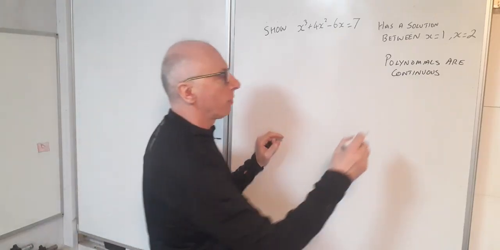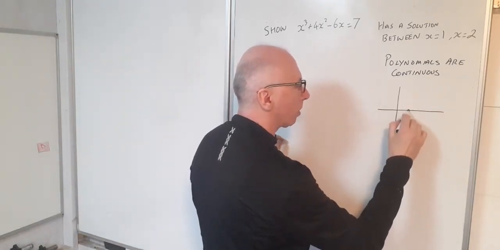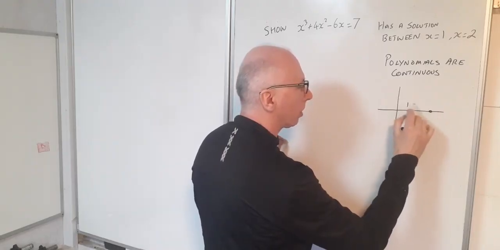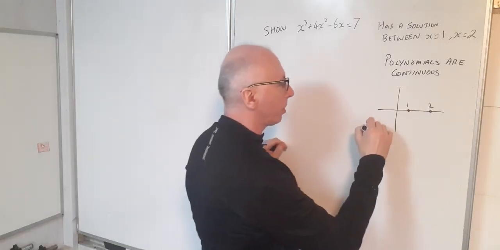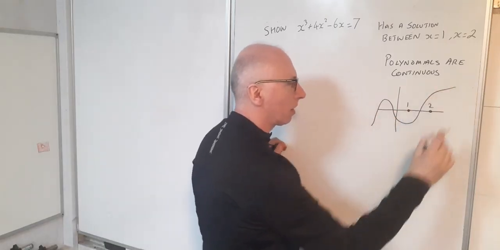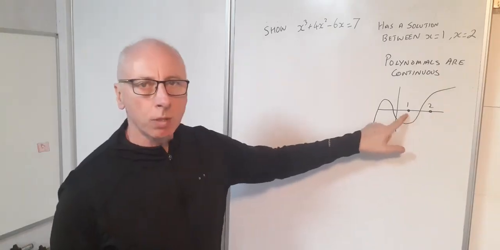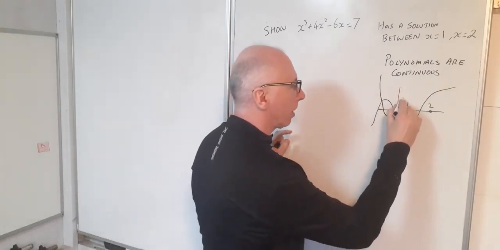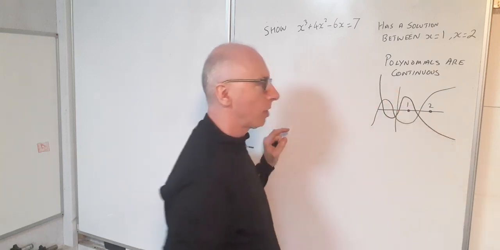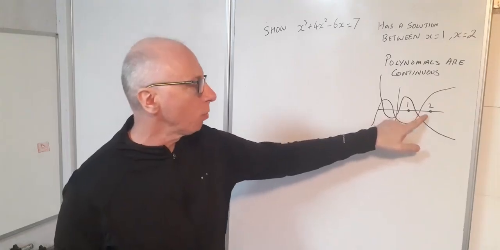So what we're looking for, if we've got our graph here, we've got x equals 1 and x equals 2, somewhere there. If our graph comes along and does something like this, then we know there is a solution somewhere between 1 and 2. It might also do something like this. We just don't know just yet. But we're looking for it to cross the x-axis somewhere between 1 and 2.